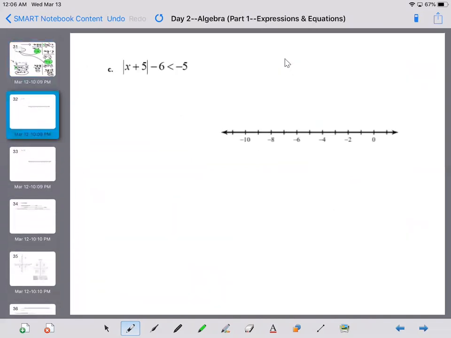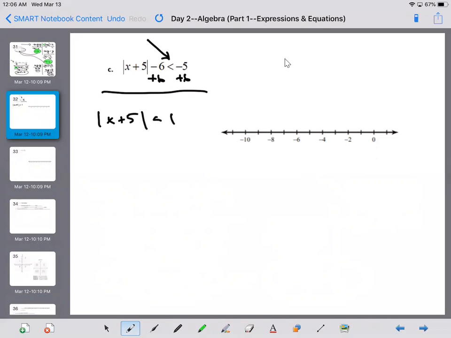All right, let's look at another one. And so here's where we're dealing with an inequality, not an equation. So we'll be able to shade our answers on the number line. So I want to add 6 to both sides. So now I'm going to get absolute value of x plus 5 is less than negative 5 plus 6, which is 1.